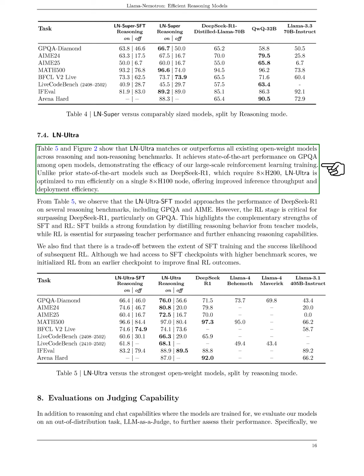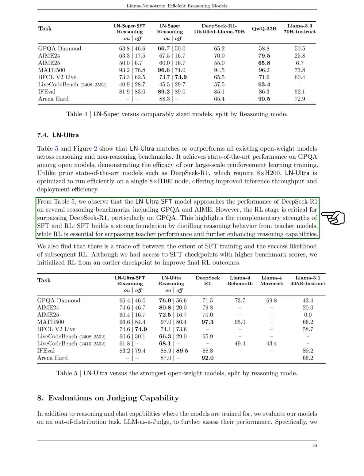Regarding Llama-Ultra, we found that it matches or exceeds the performance of all existing open-weight models across reasoning and non-reasoning benchmarks. It achieves state-of-the-art results on GPQA among open models, showcasing the success of our large-scale RL training. Unlike previous top models like DeepSeek R1, which require extensive resources, Llama-Ultra is optimized for efficient operation on a single node, improving both inference speed and deployment.